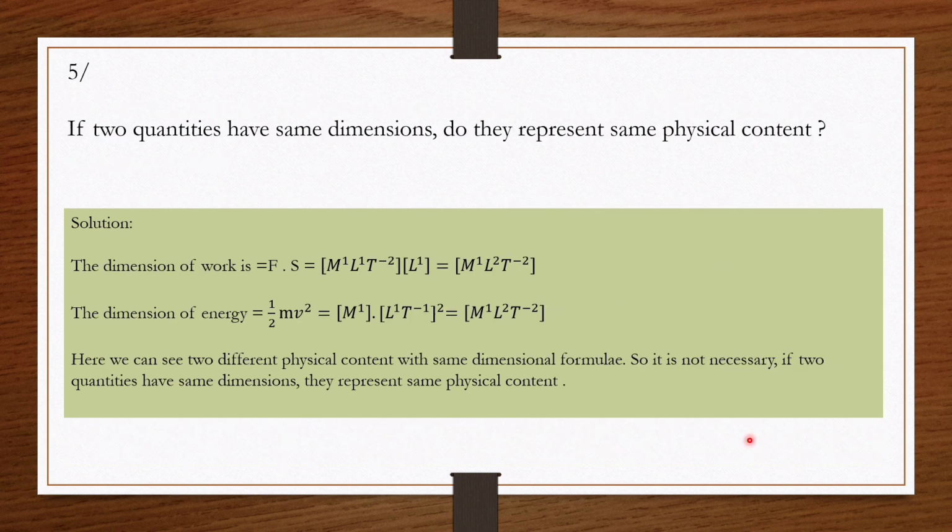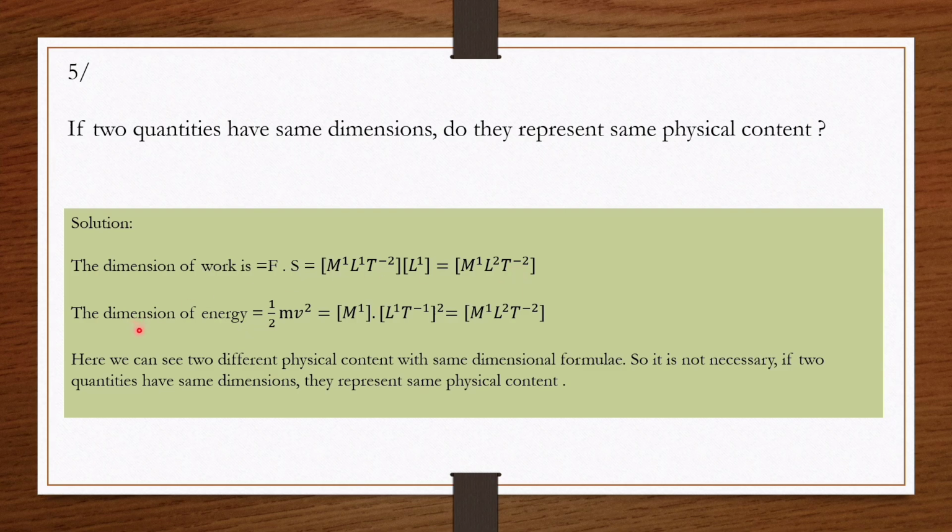Then, if two quantities have the same dimension, do they represent the same physical content? Here we can solve it by two examples. The dimension of work is F dot S, that is force into distance. The dimension of force is M1 L1 T minus 2, the dimension of length is L1, and the dimension of work will be M1 L2 T minus 2.